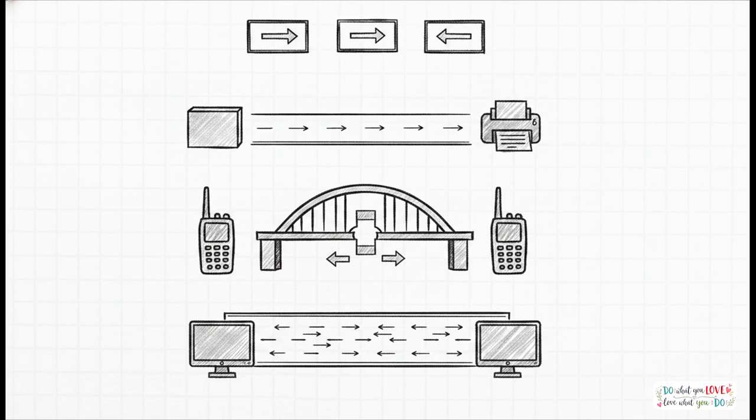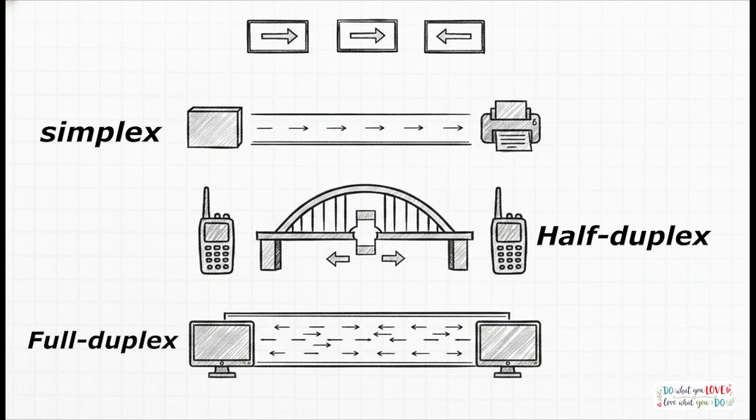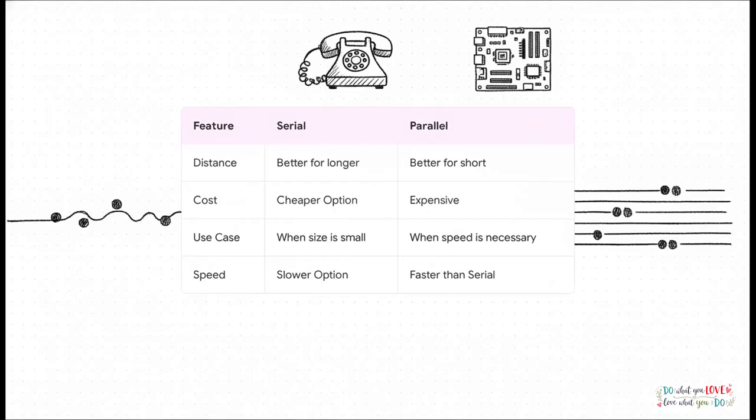First, we define the direction of flow. Think of simplex transmission like a strict one-way street. Data flows in one direction only, like sending a document straight from your computer to a printer. Then we have half-duplex. This is a two-way street, but it's a super narrow bridge where only one car can cross at a time. Data flows both ways, just not simultaneously, exactly like a walkie-talkie conversation. Finally, we've got full-duplex. This is your massive multi-lane freeway, where data zooms in both directions simultaneously, just like your broadband internet connection.